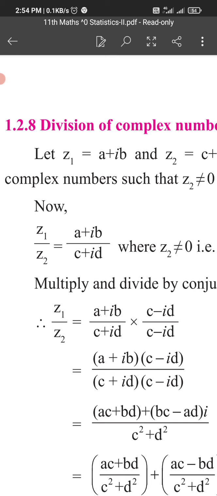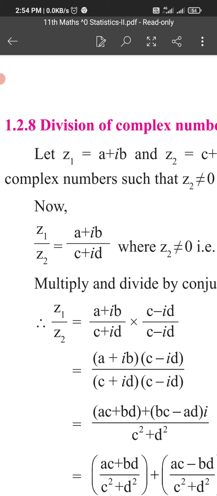So that's why AC plus BD plus (BC minus AD) times i, over C square plus D square, because D square and i square is equal to minus 1, so minus 1 minus minus becomes plus, so that's why C square plus D square.